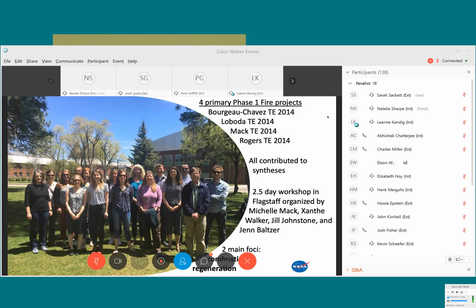But really everything was kicked off by a 2.5-day workshop in Flagstaff organized by Michelle Mack, Nancy Walker, Jill Johnstone, and Jen Balter, where we collectively pooled our data and had some pretty intense brainstorming sessions. It was highly effective.